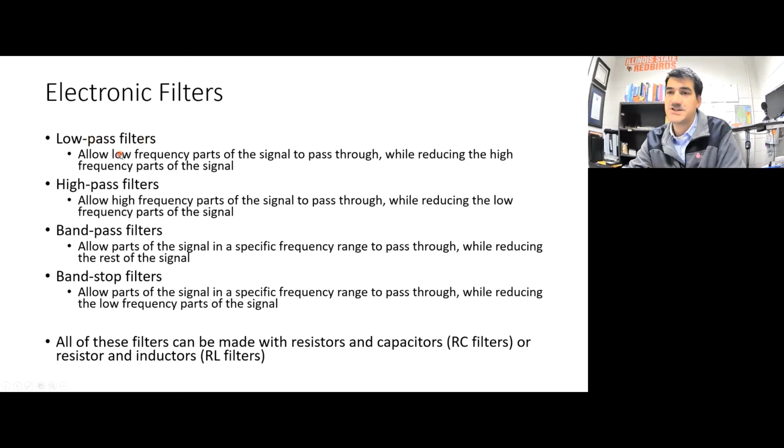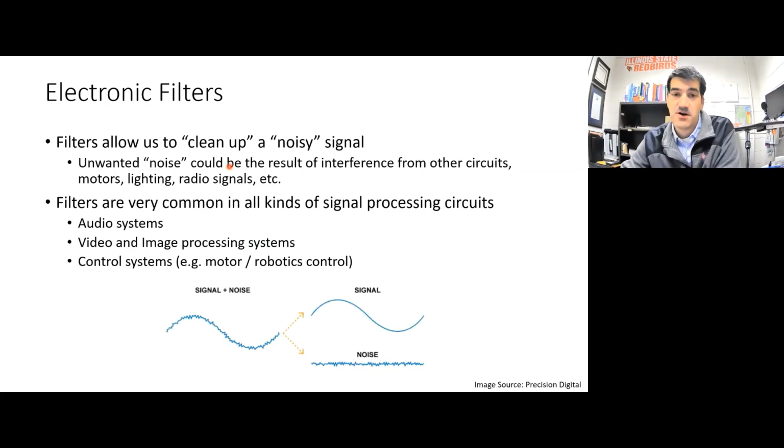And as I already mentioned, it allows the low frequency part of the signal to pass through while reducing the high frequency parts of the signal. So that's actually the example that I just showed. I'm going back a slide here. This is pretty high frequency, going up and down really rapidly, whereas this is lower frequency. So if you wanted to clean this signal up and remove the noise, you would pass this signal through a low pass filter.